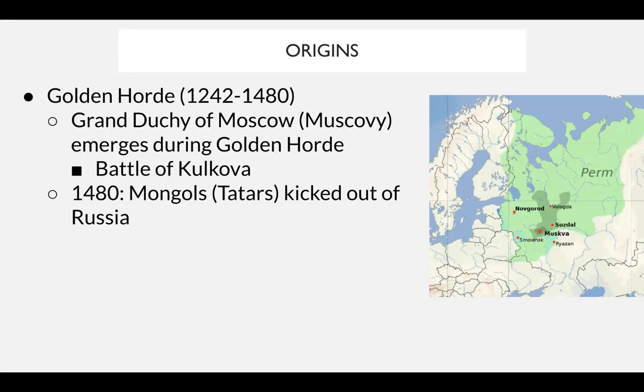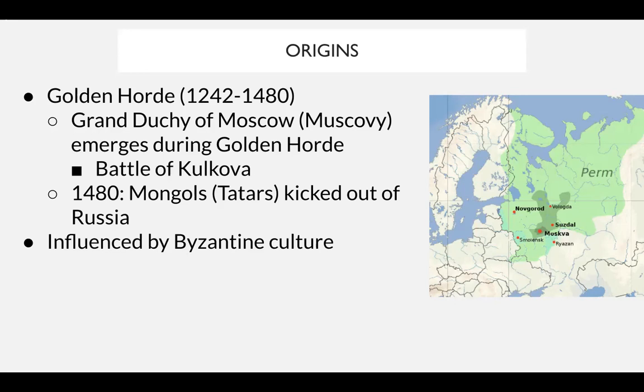And Tatar is essentially another name for another Central Asian nomadic group that's related to the Mongols. Europeans often conflate the two together, the Tatars and the Mongols. But by the 1480s, yes, Eastern Europe, no more Mongols. Yay.